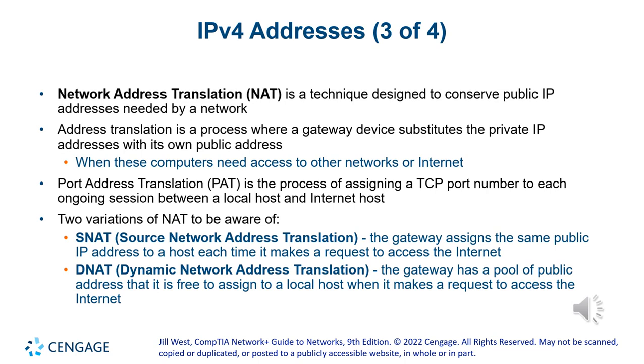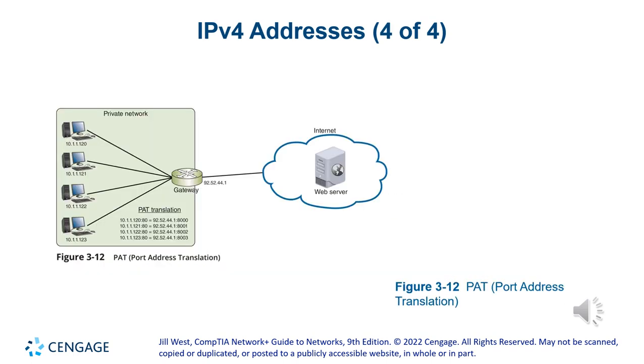So on the source NAT, the gateway assigns the same public IP address to a host each time it makes a connection to the internet. And in the dynamic, the gateway makes a pool of addresses that is assigned to multiple hosts inside. There's a graphic coming up, and I'll explain this better. Okay, so now it will make more sense.